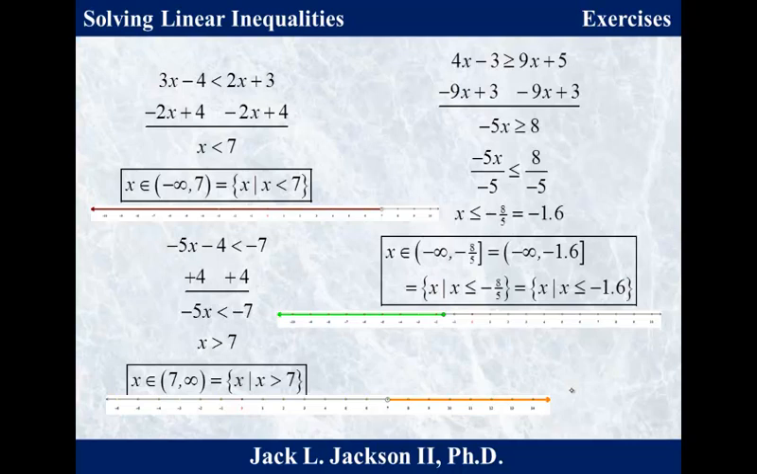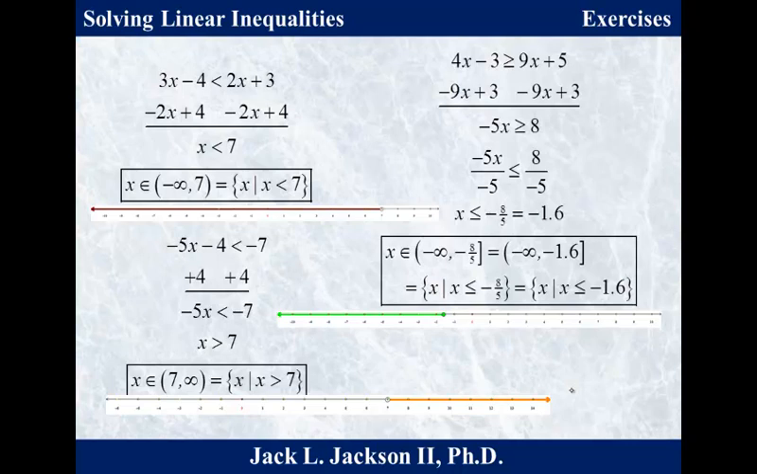So let's just check with 0. If I plug in 0, 0 is less than 7, so 0 should make this a true statement. 3 times 0 is 0, minus 4 is -4 on the left. On the right, 2 times 0 is 0, plus 3 is 3. -4 is less than 3. Yep, that's a true statement. So 0 is in the solution set.